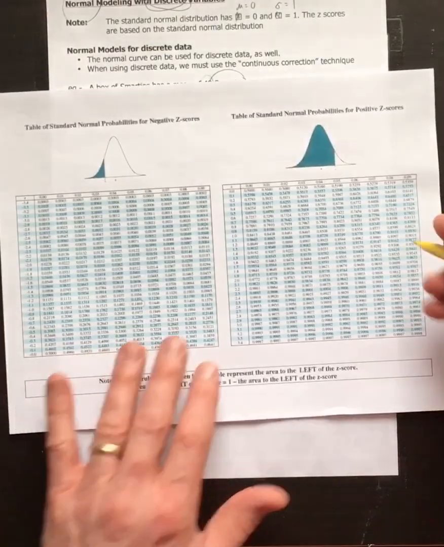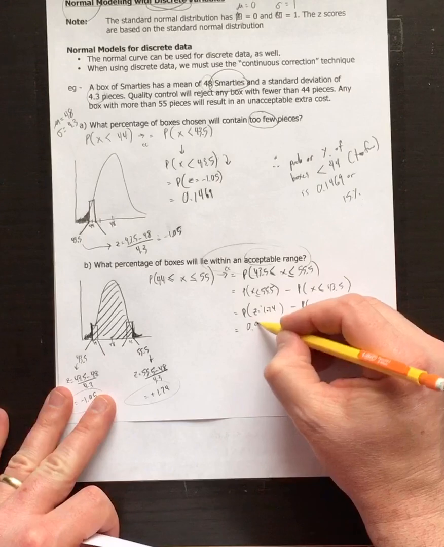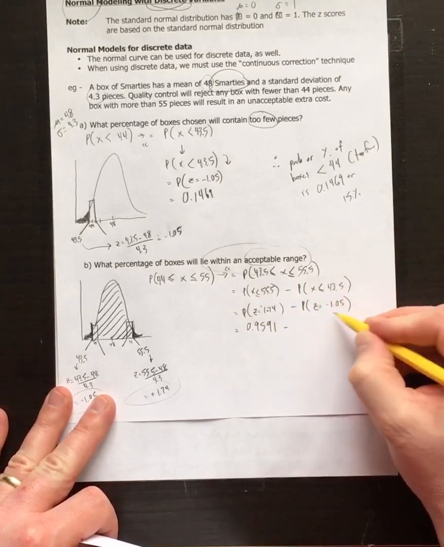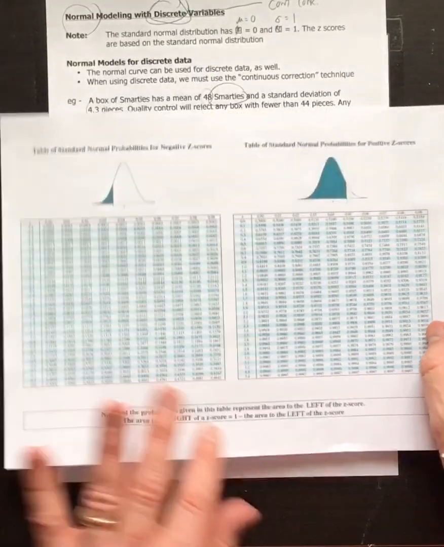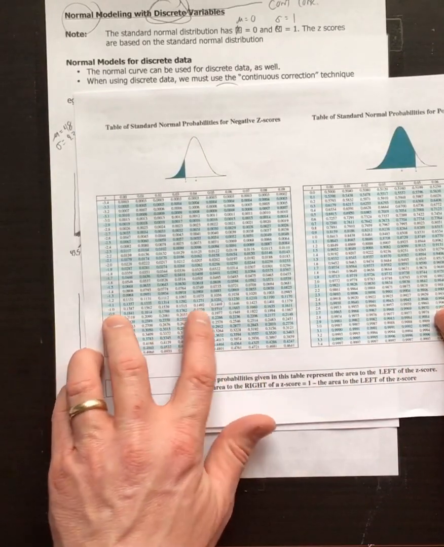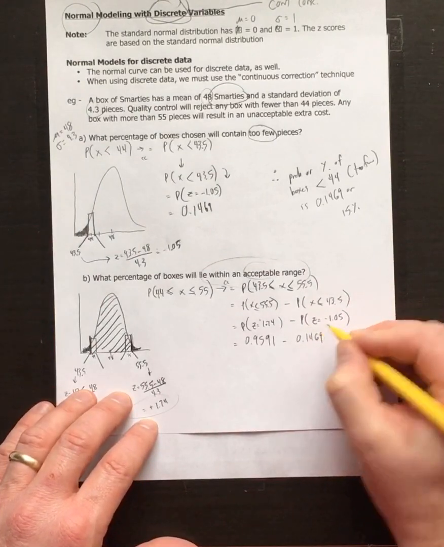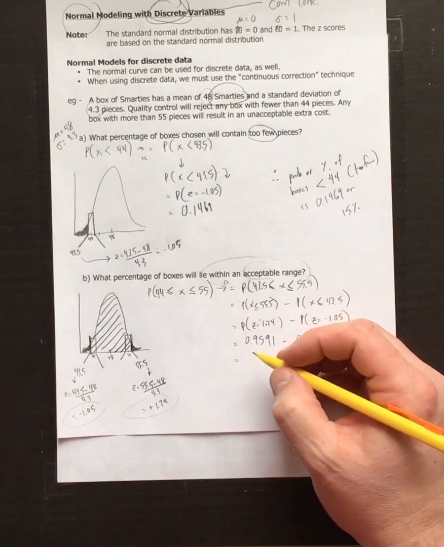You look them up in your z-score table: 1.74 is 0.9591, and a z-score of negative 1.05. Oh wait, we already had that one. Negative 1.05, oh yeah, it was 0.1469. Subtract those two values.